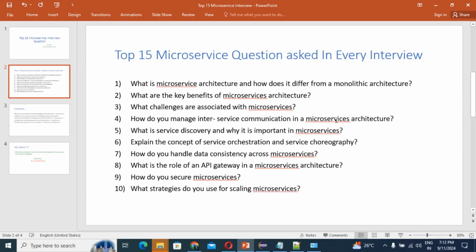Next question: how do you manage inter-service communication in a microservice architecture? If you want inter-service communication, you may use REST API. Inter-service communication can be managed using all the points I'm going to explain. First, REST API: services expose RESTful endpoints for synchronous communication.